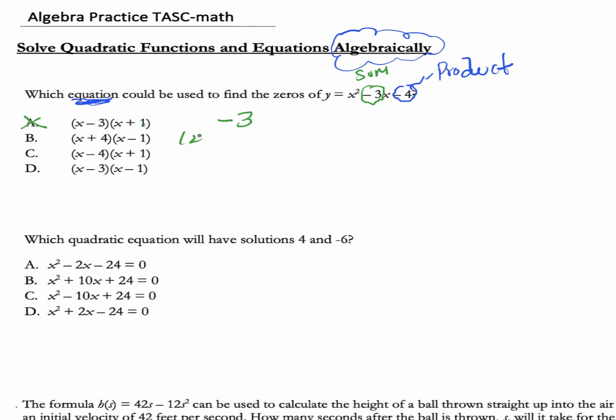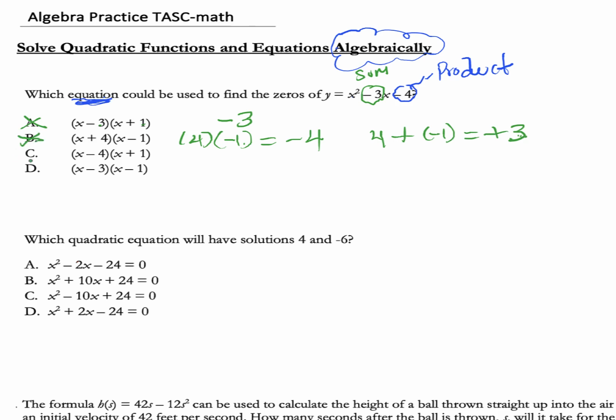If I take 4 and multiply it by negative 1, I get negative 4. Great. Now, if I add these numbers, would I get negative 3? If I take 4 and add it to negative 1, the signs are different, so I would subtract, and I'll keep the sign of the larger number, so that's a positive. B is not my answer.